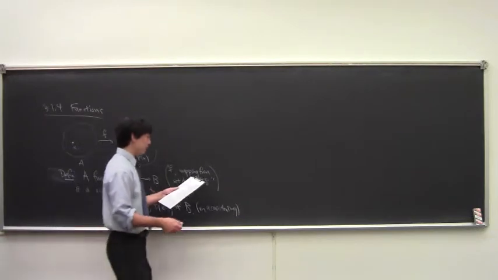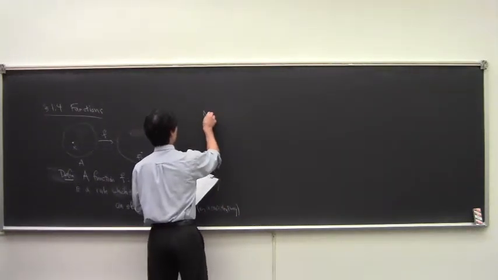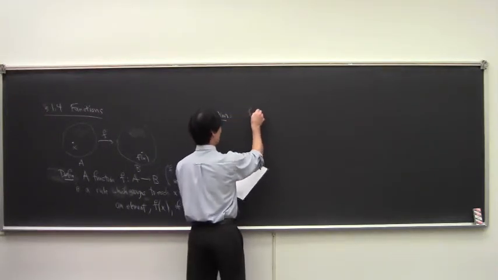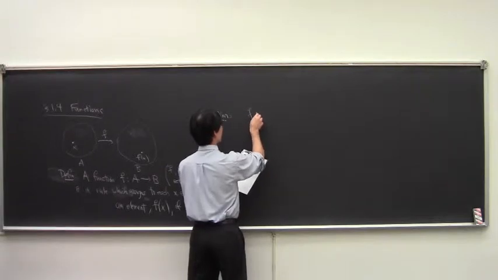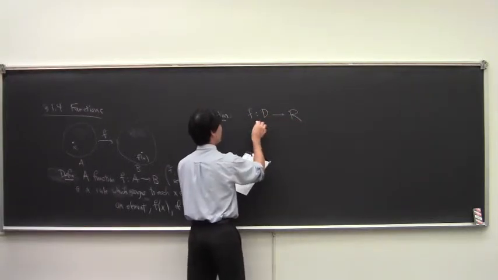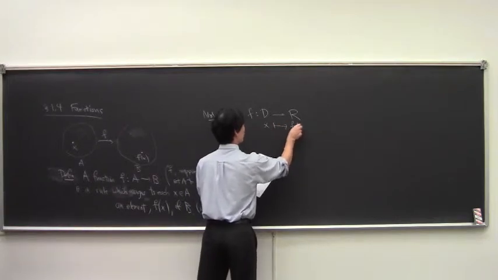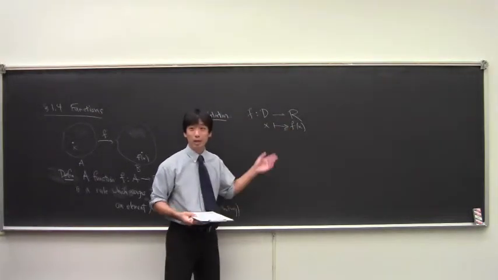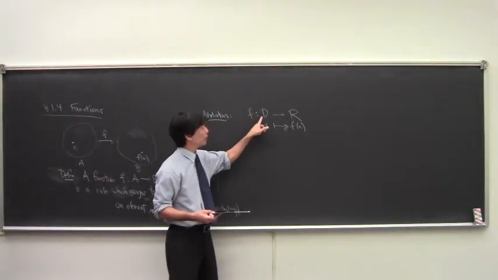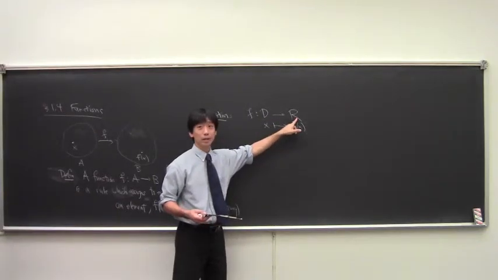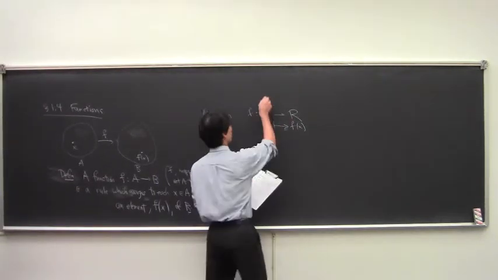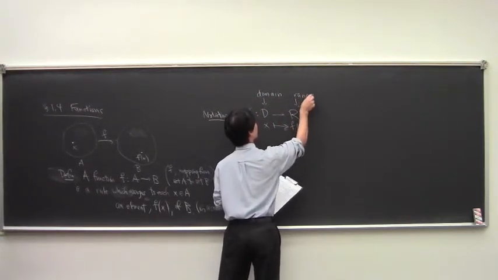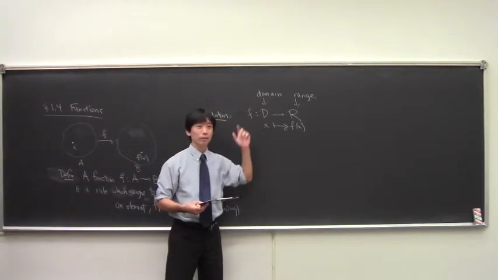So the notation, I've sort of already introduced it. Usually people write something like this: f from D to R, x gets mapped to f of x. This is pretty common notation for functions. f is a function going from the set D to the set R. D is something that we usually call the domain. R is something that is usually called the range. The domain is where you start from, and the range is where you end up.